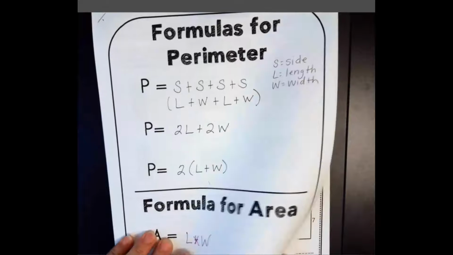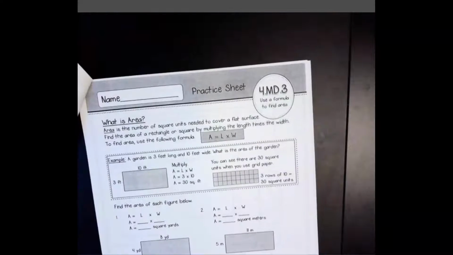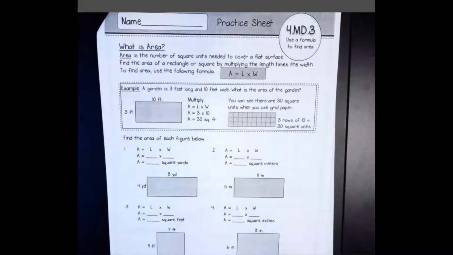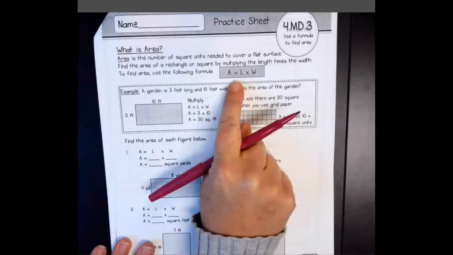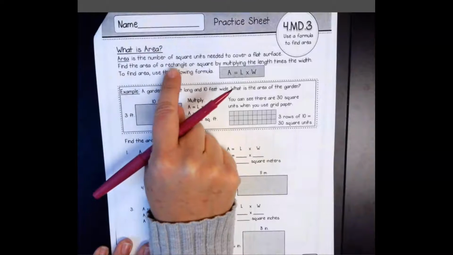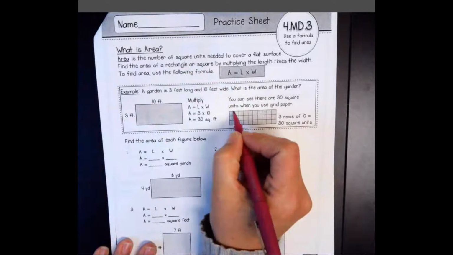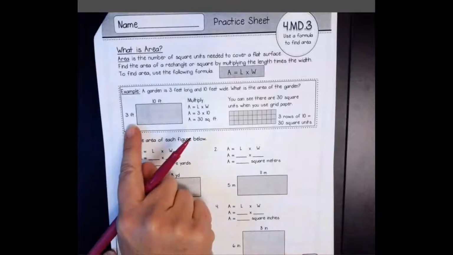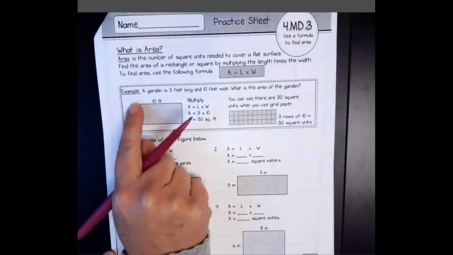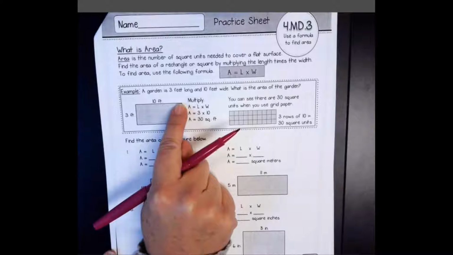You'll need to get this packet out of your materials, and we're going to go past the perimeter. On this page you're going to find what is area. We know that area is length times width, but area is actually the number of square units, so the number of squares a certain size needed to cover a flat surface. In our example it says this garden is 3 feet by 10 feet wide.